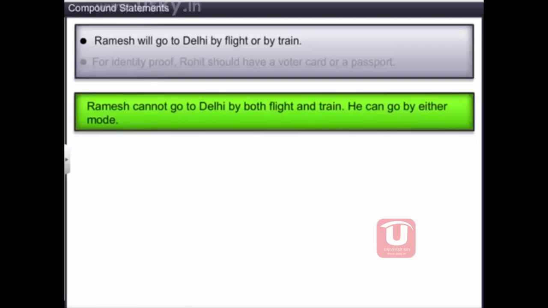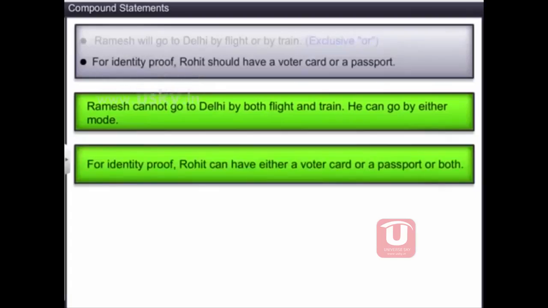In the next statement, Rohit should have a voter card or a passport for identity proof. He may have both, and having one does not exclude the possibility of him having the other. Here, "or" is inclusive.